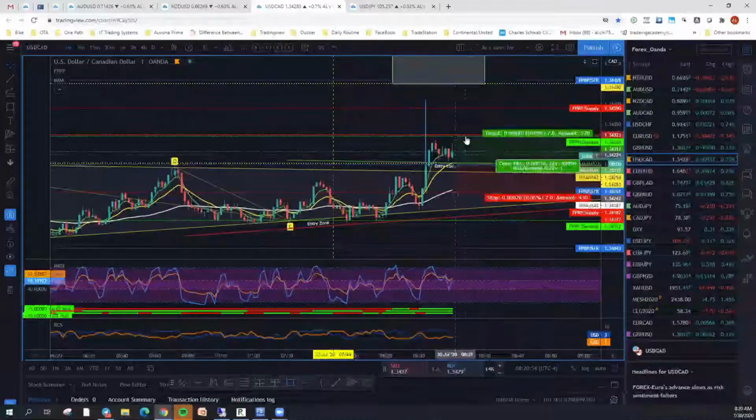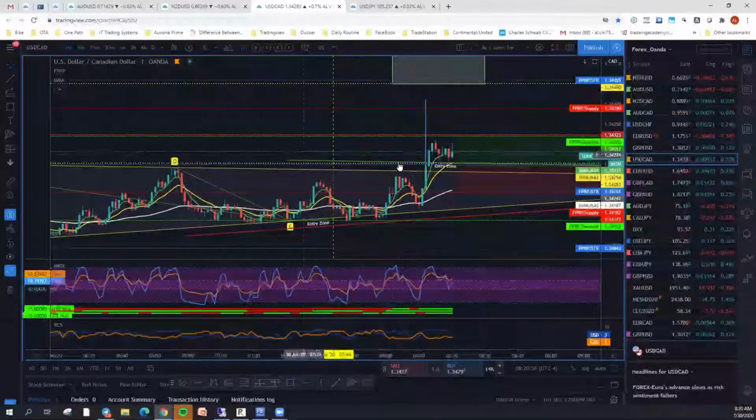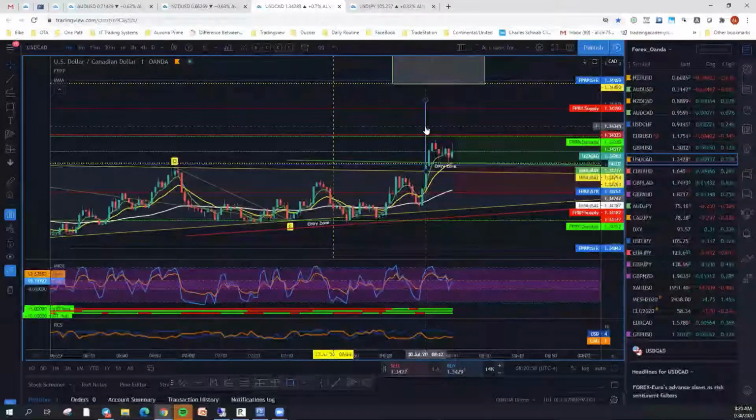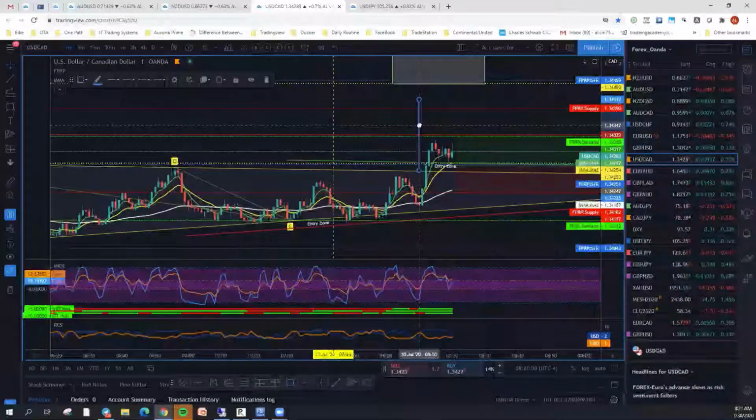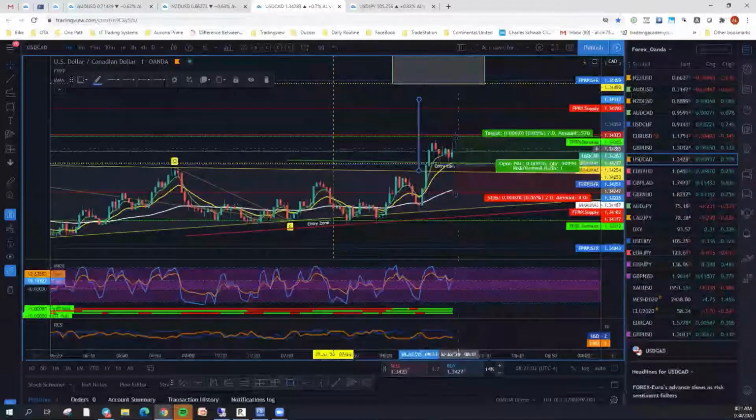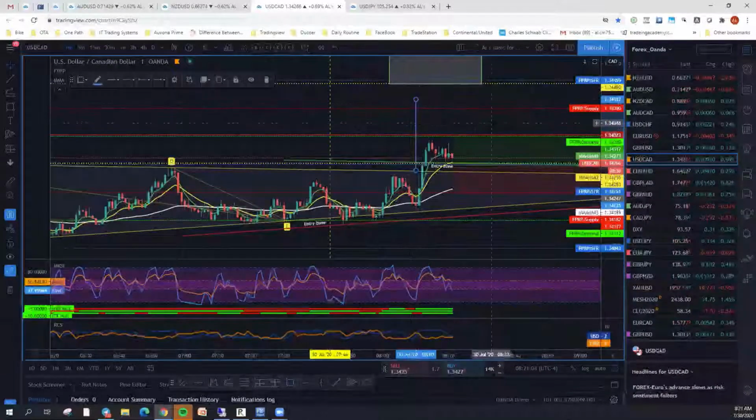I don't know if it's going to get there, but that's the theory behind all that. So we move this over to where it first broke the wedge, and then we'll see if we can get it to our target.